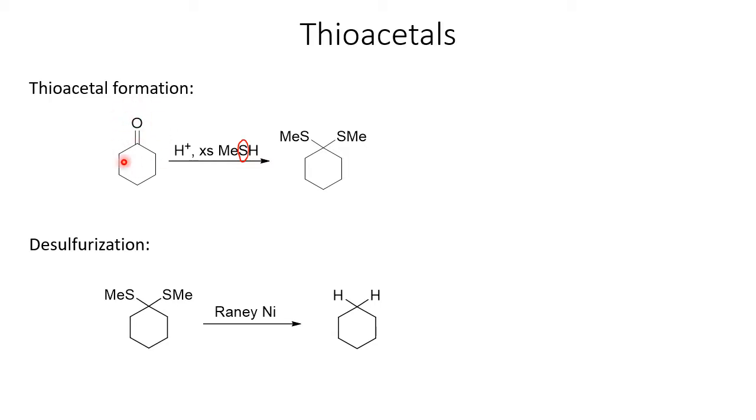Now, one difference that we have with thioacetals versus regular acetals is that in the presence of a ketone, the thioacetal formation does not involve removing water, and that's because the thioacetal formation is favorable. The reason being is that sulfur is a stronger nucleophile than oxygen, so it's going to attack the carbonyl carbon a lot faster than an oxygen.